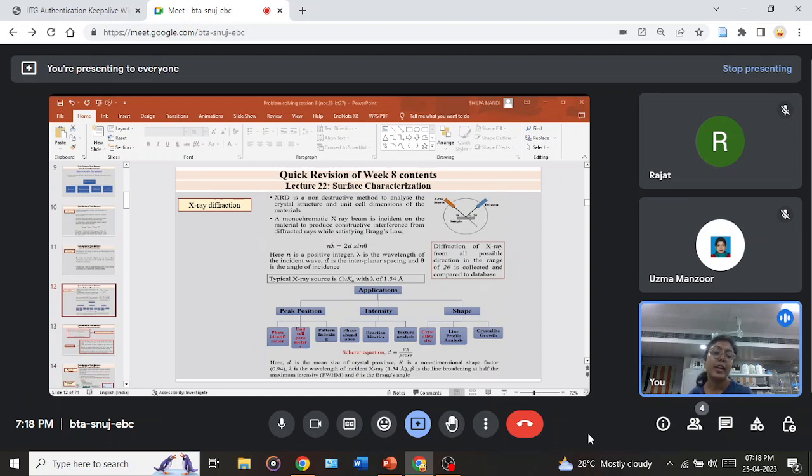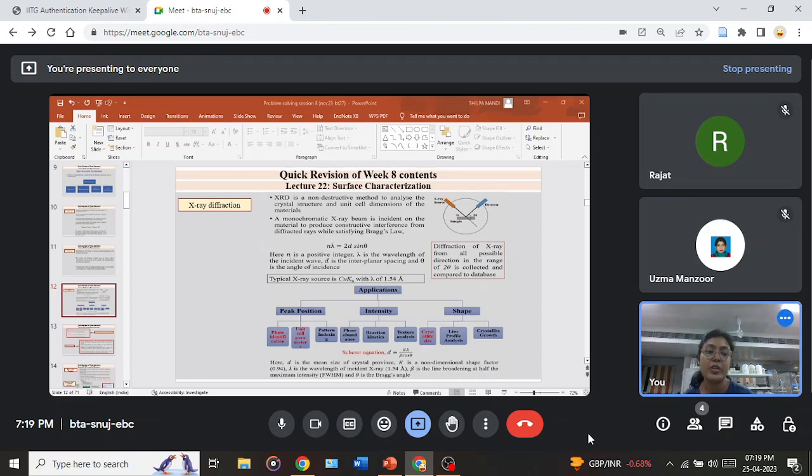When the X-ray beam falls on the material, it produces constructive interference from the diffracted rays. These diffracted rays are detected by a detector, and this is based on Bragg's law. So what is Bragg's law? Bragg's law is expressed as n lambda is equal to 2d sine theta, wherein n is a positive integer, lambda is the wavelength of the incident wave, d is the interplanar spacing, and theta is the angle of incidence. Mostly in XRD, the X-ray source used is Cu K alpha, which has a wavelength of around 1.54 angstrom.